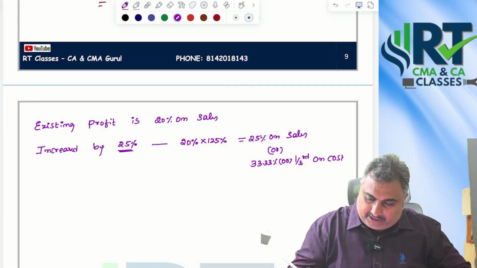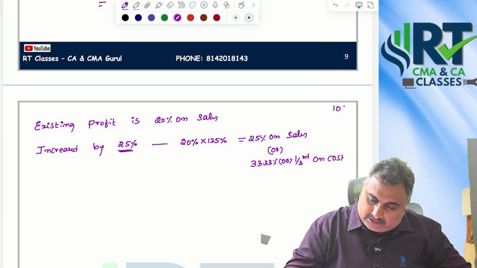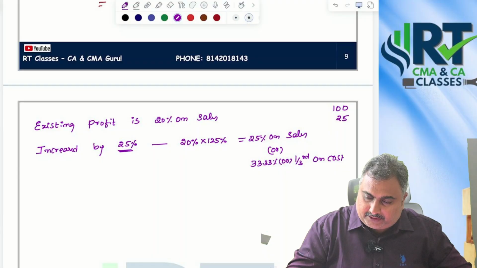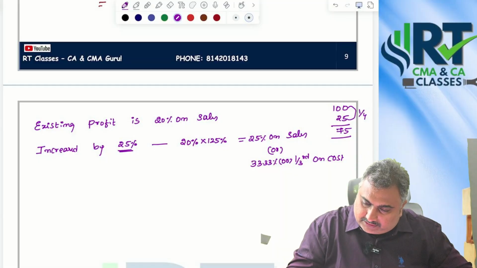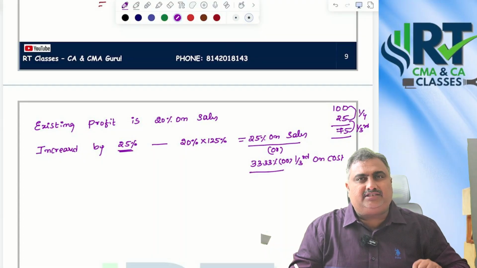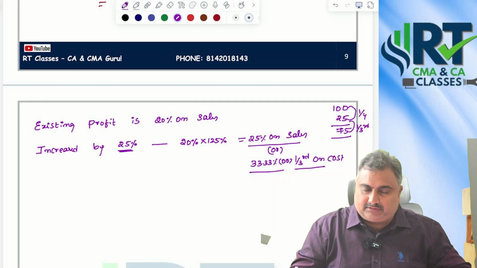Sir, how did you get it? So now sales how much? 100. What is your profit? 25. Then what is your cost? 75. 25 by 100 means what? 1/4. 1/4 means how much? 25%. Then this is what? 1/3 itself. Like this, 25% on sales, or 33.33%, that is nothing but 1/3 on cost.